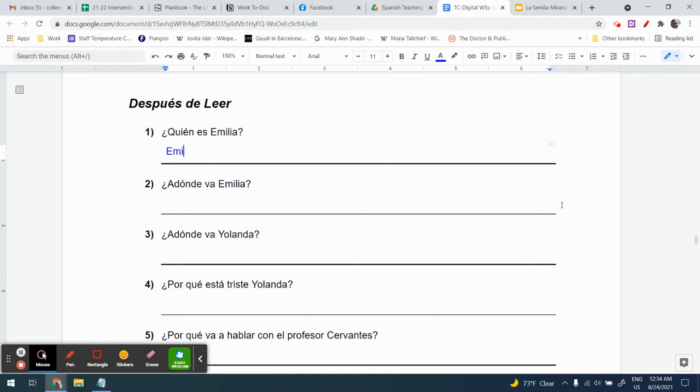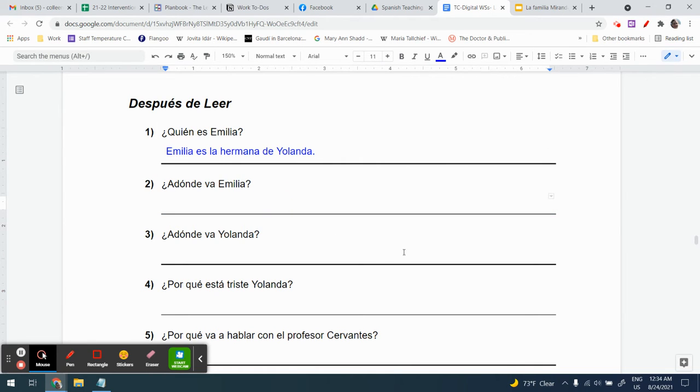We have to give a description about Emilia. So Emilia es, and if you remember correctly, there were two sisters in the family. We had Yolanda and Emilia. So Emilia es la hermana, the sister, de Yolanda. And that's really the important part in this chapter. She's her sister. That's why they're talking together.